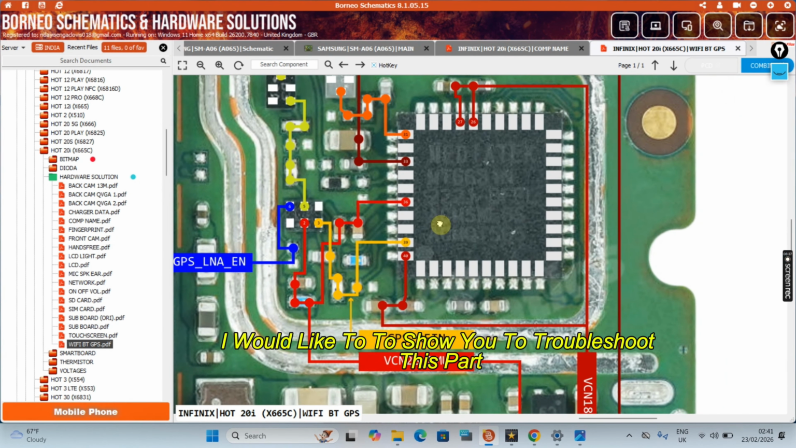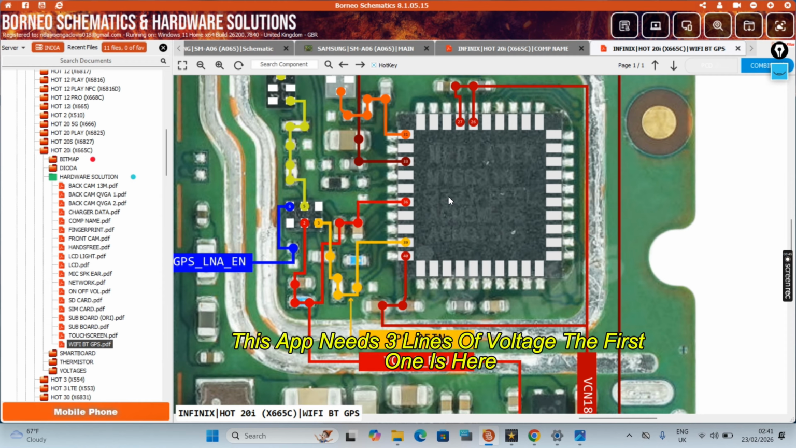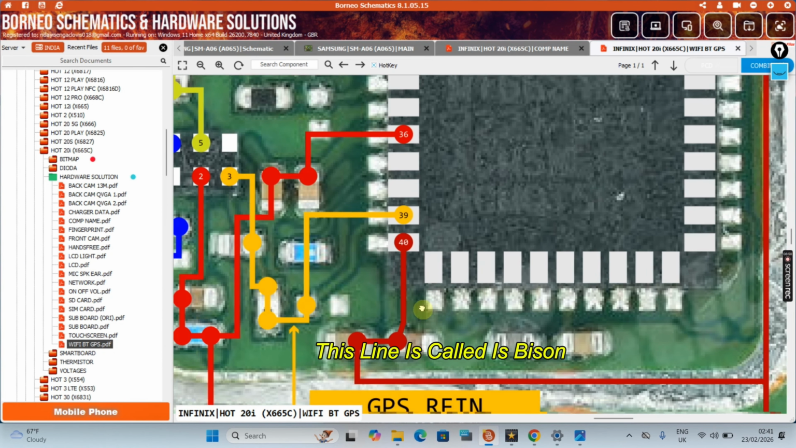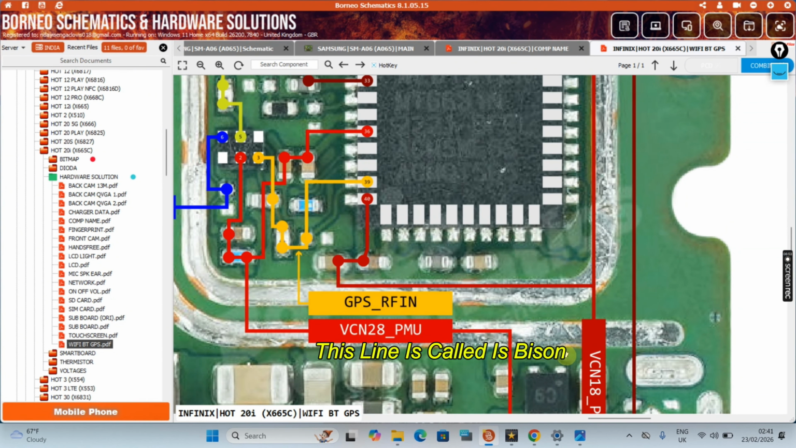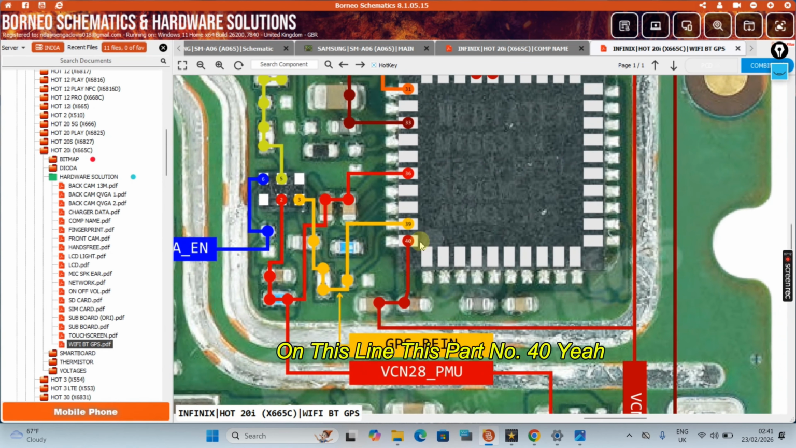To troubleshoot this part, you have to check these voltages. This IC needs 3 lines of voltage. The first one is here. This line is called VCN 18 PMU. It means that it comes with 1.8 volts to supply this line, this part number 40.